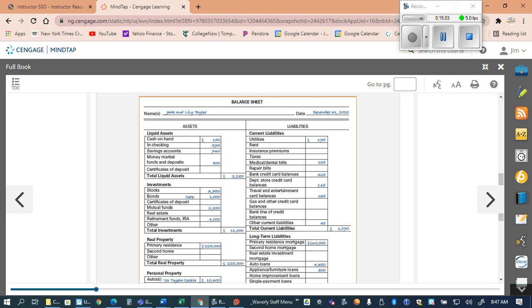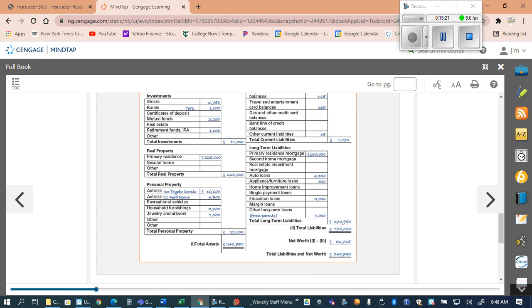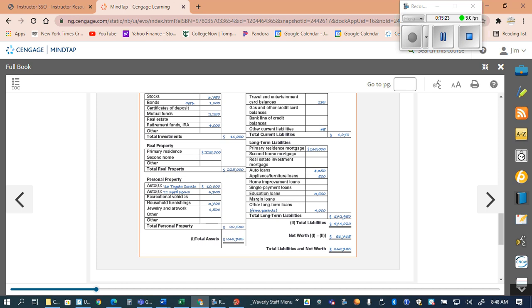Medical bills, you can see what they have here, right? And they set all this up in the reading. Jack and Lily, they described it in paragraph form, and you take all that information and put it in here. So these are current liabilities, right? Due within a year, subtotal those. And you have your long-term liabilities, again, mortgage, right?